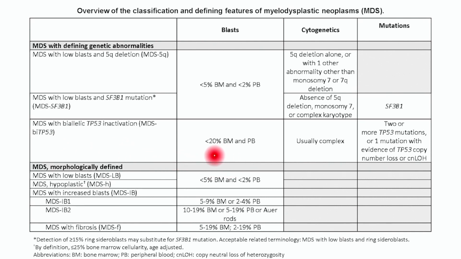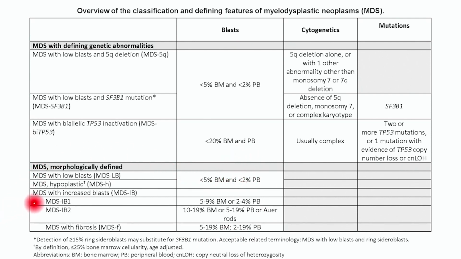Also, it's required to have less than 20% blasts in the bone marrow and peripheral blood. Those patients usually present with complex karyotypes, and we need to prove positivity of TP53 mutation either by karyotype or by molecular study. Until we receive the result of cytogenetic and molecular, we can define the patient based on morphological subcategory, MDS with low blasts and MDS hypoplastic, or hypoplastic MDS, again with a low number of blasts in the bone marrow and peripheral blood.